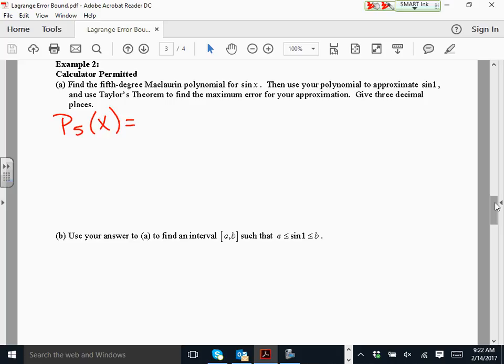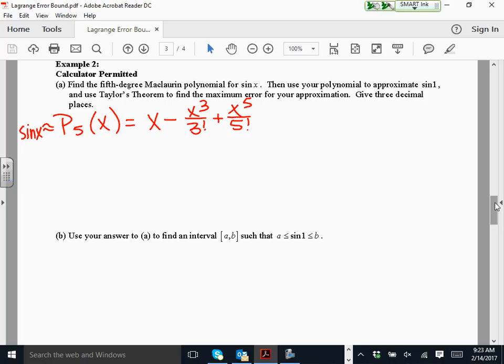What's our polynomial? X minus x cubed over 3 factorial plus x to the 5th over 5 factorial. You agree with Josh? Yes. Excellent. So this is approximating the sine of x. Should we leave it with the factorials or put it as a decimal? I accept either way. Okay. Now, use your polynomial to approximate the sine of 1.